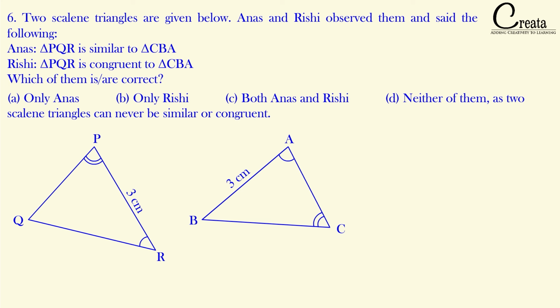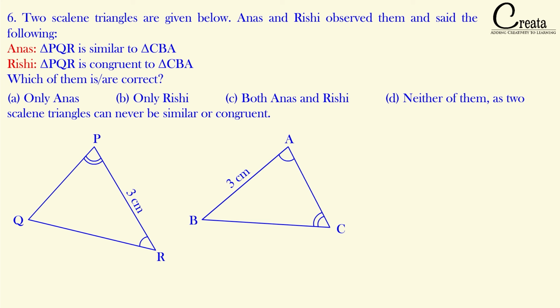In this question, two triangles are given, PQR and ABC. Anas and Rishi, the two friends, maybe they are observing these two triangles, and Anas is saying triangle PQR is similar to triangle CBA, and Rishi is saying triangle PQR is congruent to triangle CBA. Here note that it is not given triangle ABC, it is given CBA. The sequence of the vertices matters in similarity and congruence. Firstly, let's analyze whether these two triangles are congruent or similar.